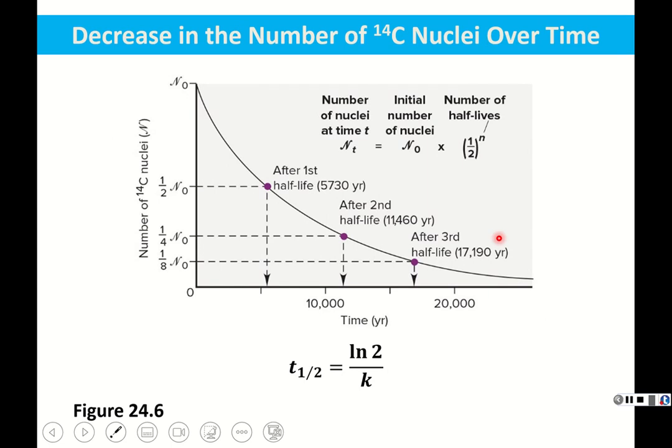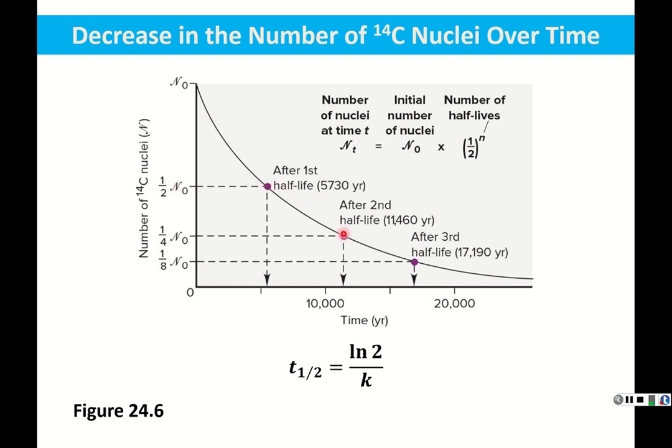Okay, so here we have a half-life. Starting with the number of nuclides that we started with, we go down one half-life, and we're now at half the amount we started with. So in this case, C14 nuclei. After one half-life, which is 5,730 years for C14, we have half of what we started with.